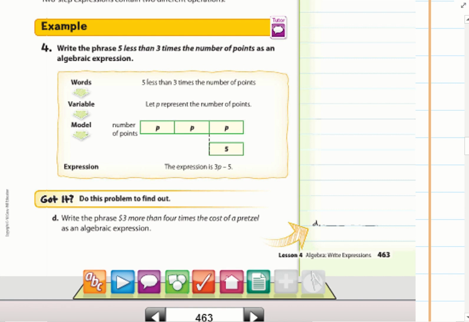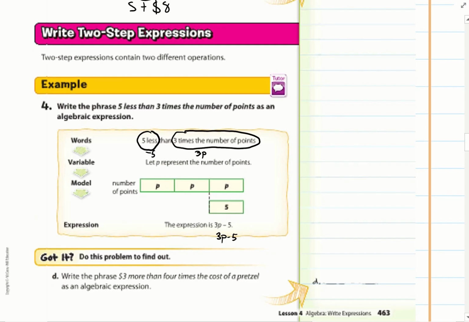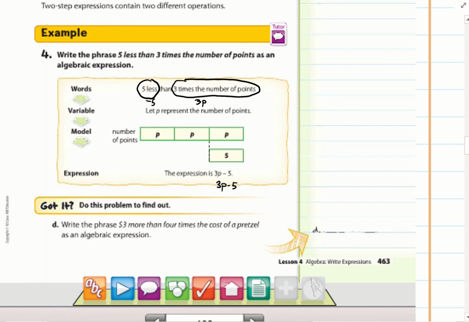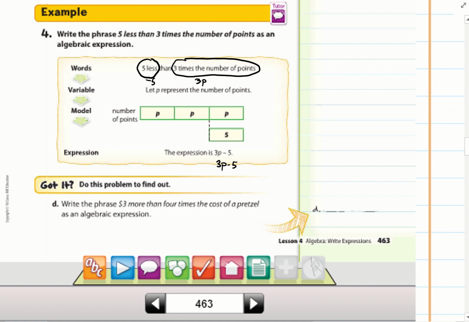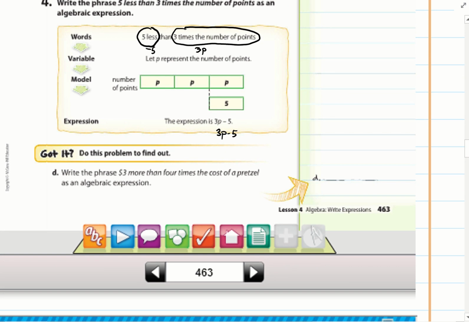So 5 less, automatically, we know 5 less is a negative 5. And then we have 3 times the number of points. So we have 3, and we're multiplying that by the number of points. So if I have an expression, it's going to be 3P minus 5. With these 2-step or more expressions, we have to make sure we're patient and we analyze the problem in order to find out. So go ahead and try D.